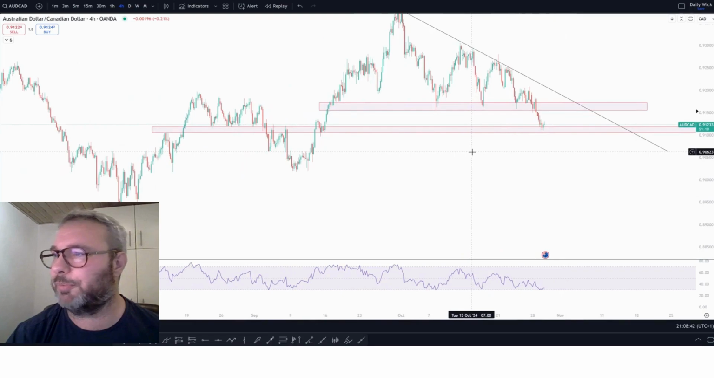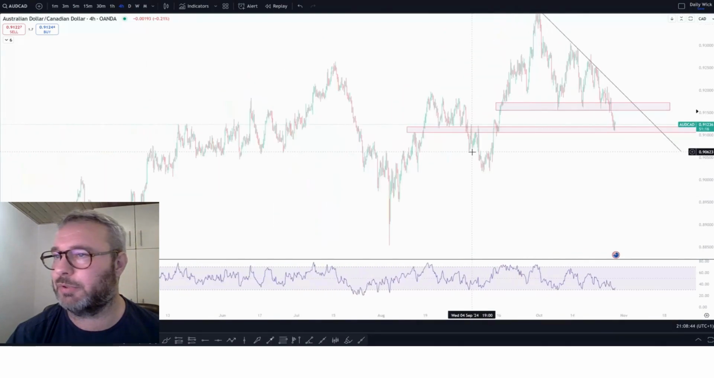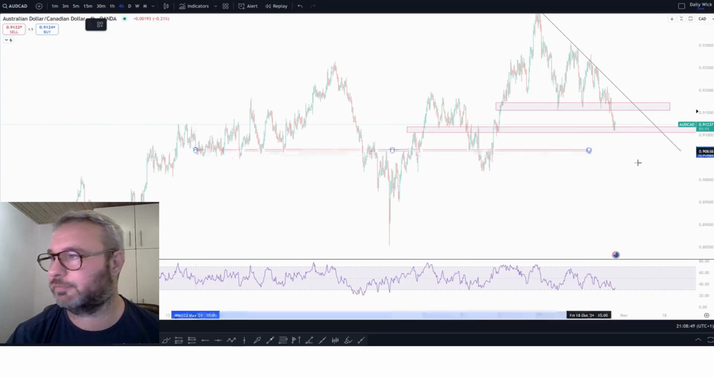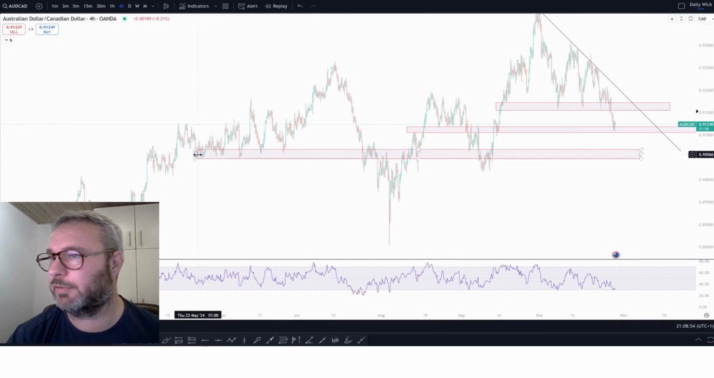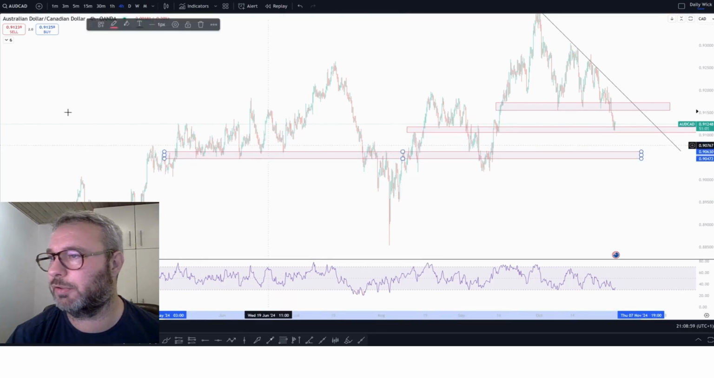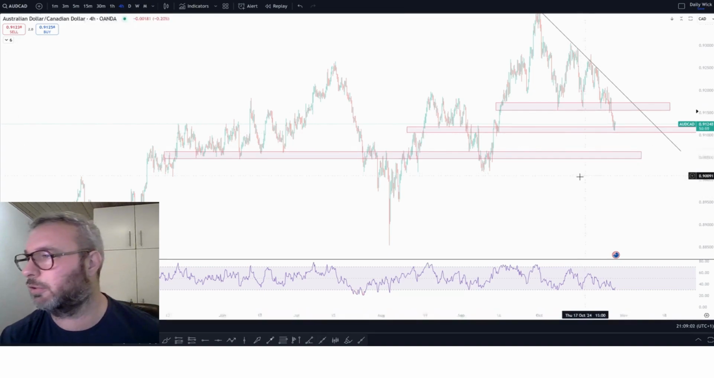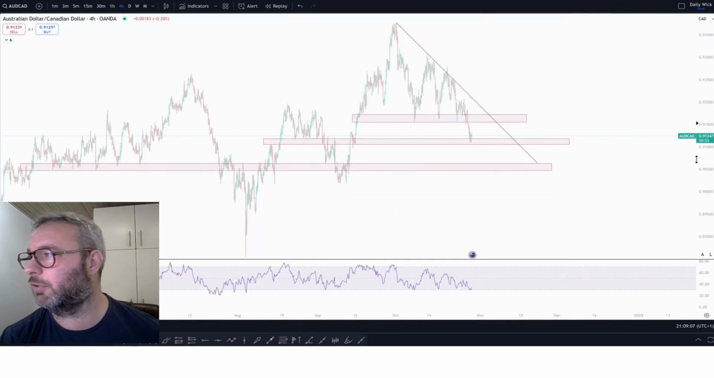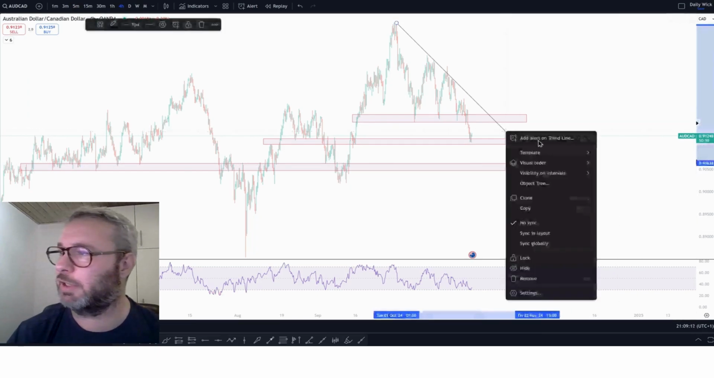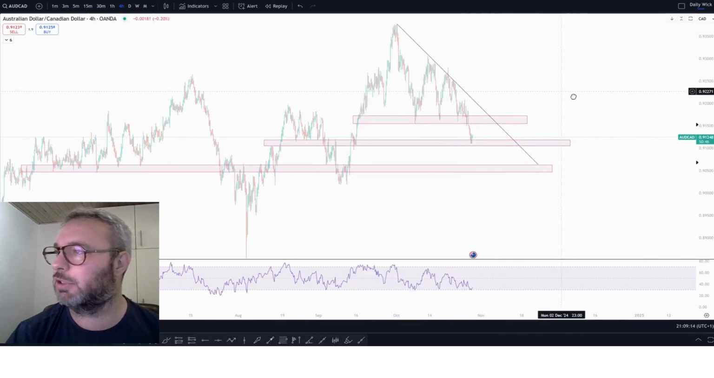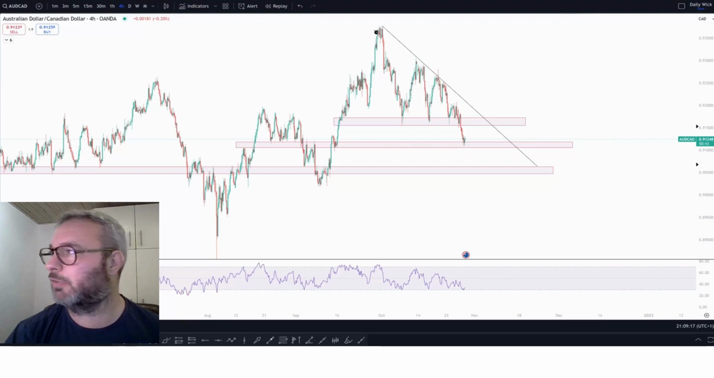So I want one more. That's the next one. I think that's here. Maybe down a little bit here. That removes this magnet. Yeah, this here will be the next support level. I'll put an alert here, and I'll put an alert on the trend line. So that was AUD CAD.